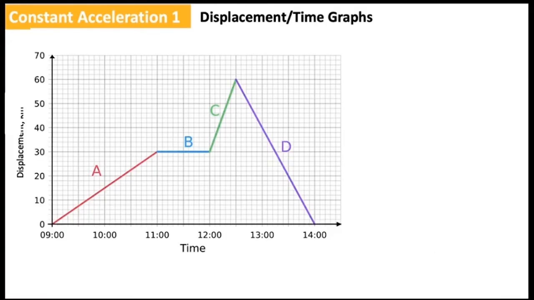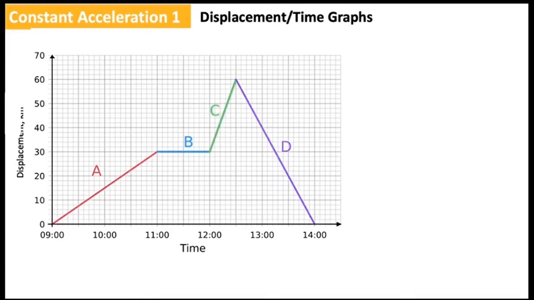Okay, so let's actually look at all of this on a displacement time graph. So there are different things that are happening at different parts of this journey. We want to make sure that we can interpret what is actually happening at each individual part of the journey. So the red part, part A, we can see that the displacement has increased. It's gone from 0 to 30, and it's taken 2 hours to do that. We can find the velocity here. Velocity is the change in displacement divided by the change in time. So 30 divided by 2 would give us our velocity in kilometers per hour.